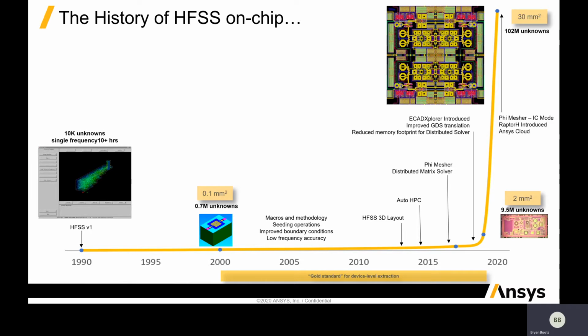And this has really come about by revisiting some of the things that are happening at a low level of the phi mesher, introducing what we call an IC mode for the phi mesher. And we'll talk more about this in subsequent slides.